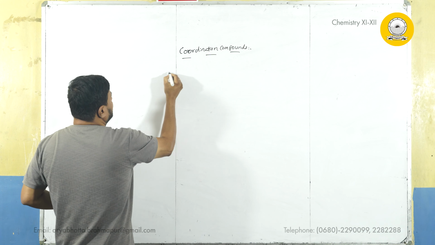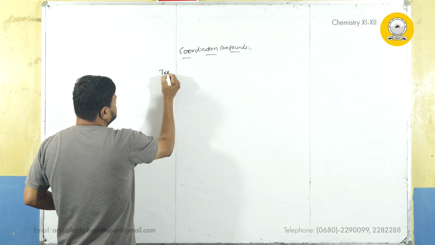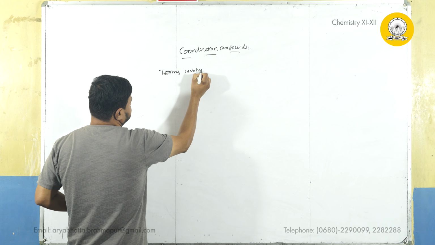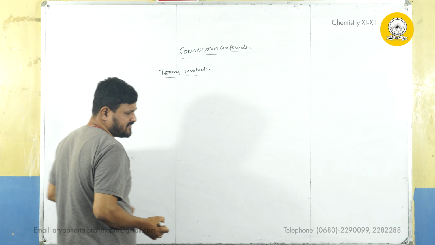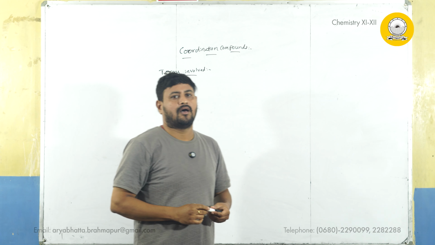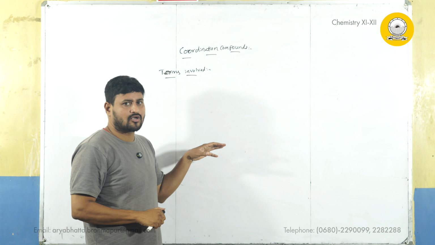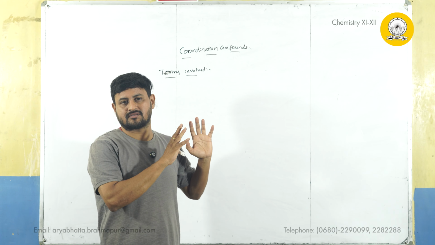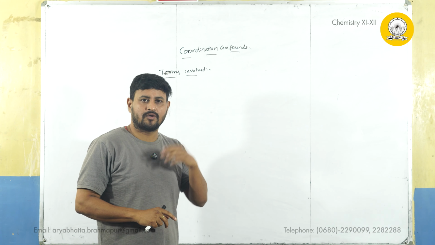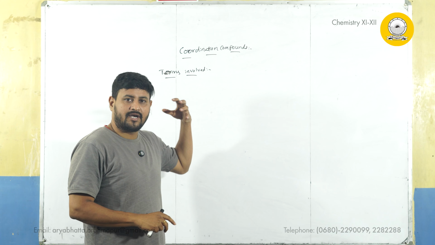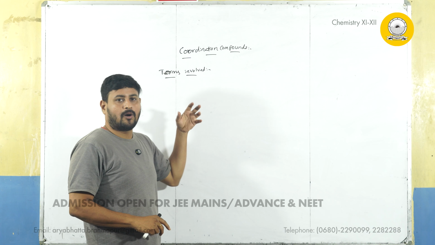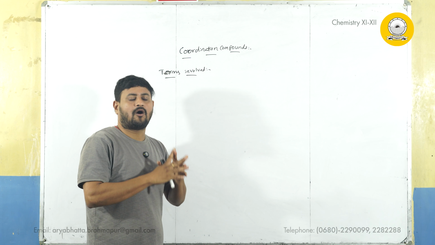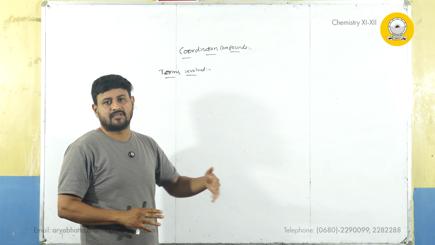Next, terms involved. What terms are they? The very important concepts, the basics, and the coordination in coordination compound. Without the terminology, we cannot do anything in future classes. Okay, terms are very important. We need to know what the coordination number is, what the complexes are, and what homoleptic complexes are. All these terms are very important for this topic.